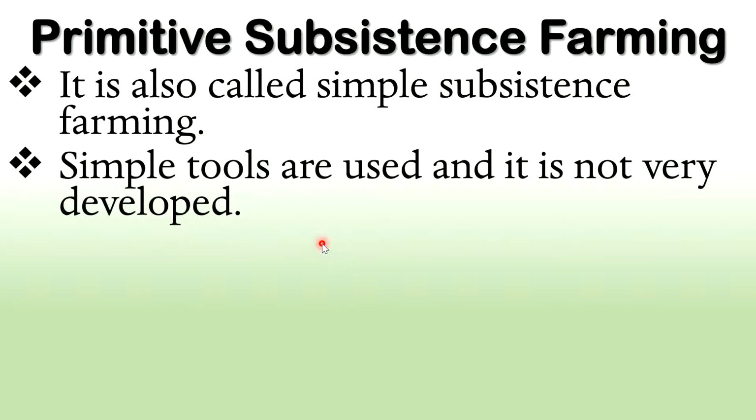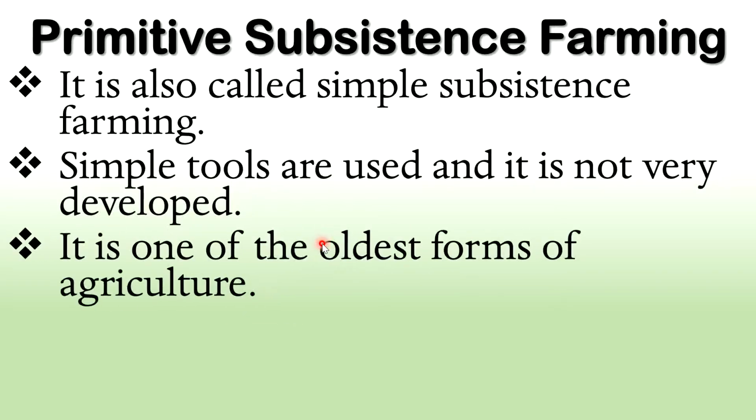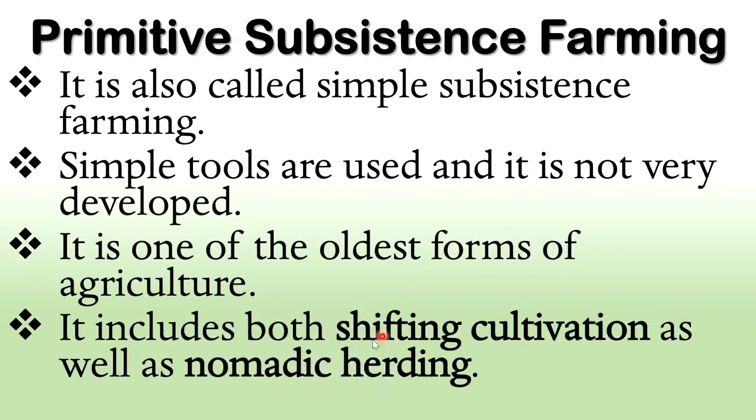Because simple tools are used and it is not very developed. We are not using a lot of machines as we do in commercial farming. It's not like that. Then it is one of the oldest forms of agriculture. It has been done for ages, right? So that's why it's really old, and it is also known as simple subsistence farming. Remember that the other name of primitive subsistence farming is simple subsistence farming. Then primitive subsistence farming is divided into two, which is shifting cultivation and nomadic farming.